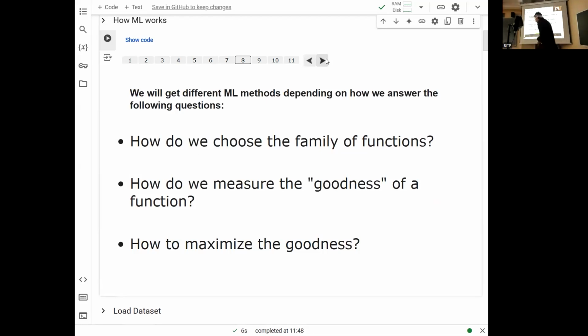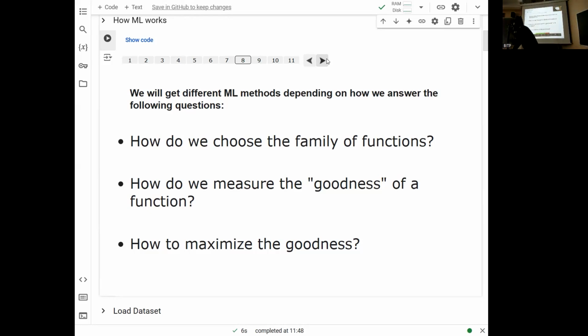Okay. So now I guess I have more or less convinced you that most of the problems can be reinterpreted in the way of mapping from one multidimensional space to another multidimensional space. Now, what about machine learning as it is? Any machine learning problem, and any method of machine learning, can be described by answering 3 questions. So first one, how do we choose the family of functions?